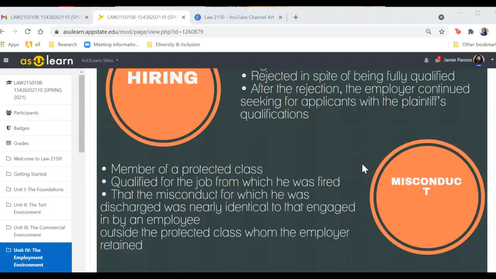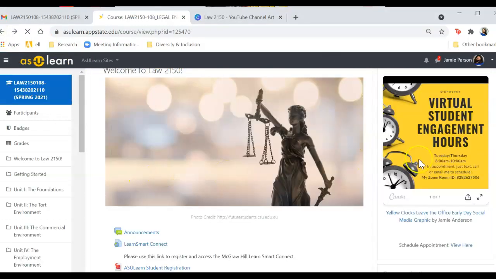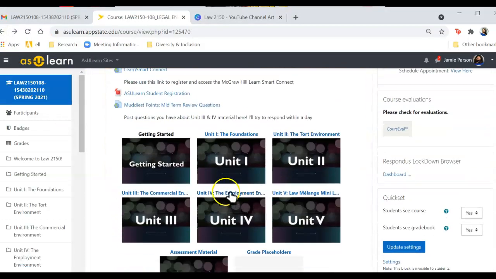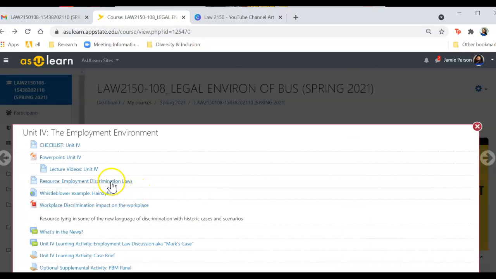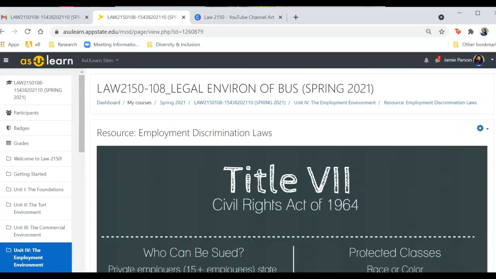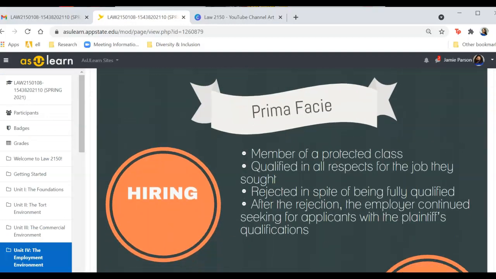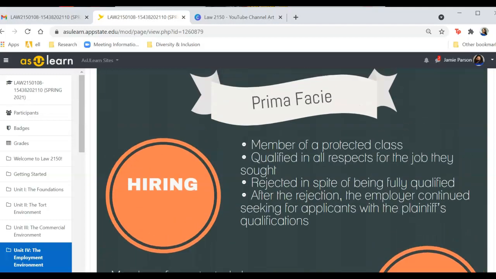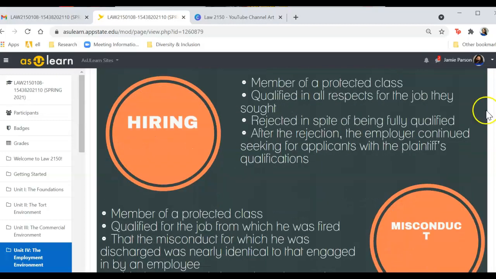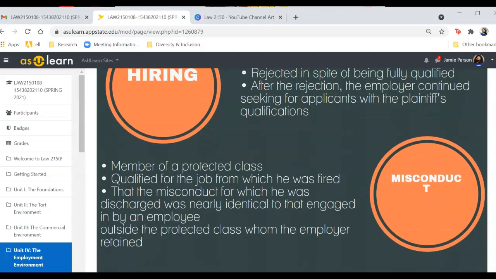So I want to point you to a resource on As You Learn that hopefully some of you had the opportunity to look at. If you look on As You Learn under Unit 4, there's something called Resource Employment Discrimination Laws. And this is more of a visual graphic that talks about employment discrimination laws. So we've got to walk through our prima facie case to fully understand what happens to Ozzy here. In all of these, I think I just give examples of hiring and misconduct. And so for this situation, we have somebody that was demoted. So what we would do is just take these words and change them.